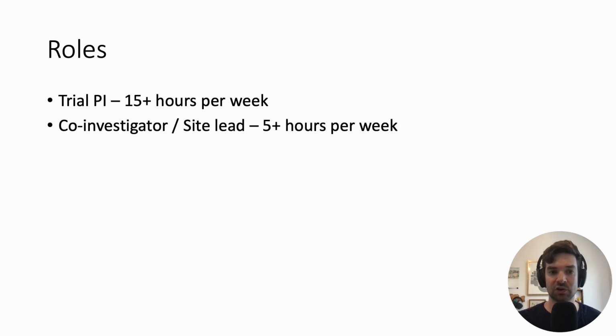In terms of some of the roles for the individuals that are going to be part of a trial, so a trial PI, usually have one or two. I'd suggest against any more than two. This is a tremendous amount of work, okay? It's almost like a part-time job. A co-investigator or site leads, generally one or two per site is best. It can be up to 5 hours of work per week, maybe more.